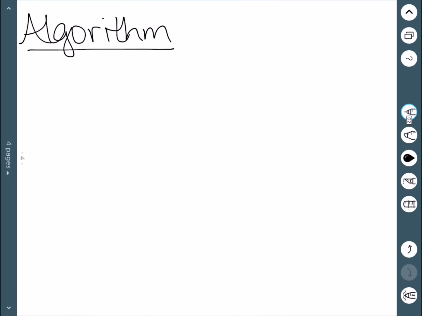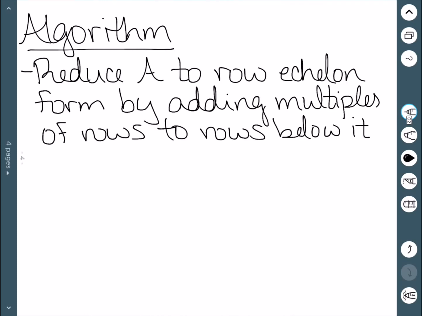We'll now discuss the algorithm that gives us these LU factorizations. The first step is to reduce A to a row echelon form by adding multiples of rows to rows below it. This is going to really restrict the row operations I can do. I cannot switch 2 rows, and I cannot multiply a row through by a number. All I can do is multiply a row by a number and add it to a row below that one. So essentially, I'm not going to try to get the 1s in our pivot positions. I'm just going to try to get the 0s below those leading entries.